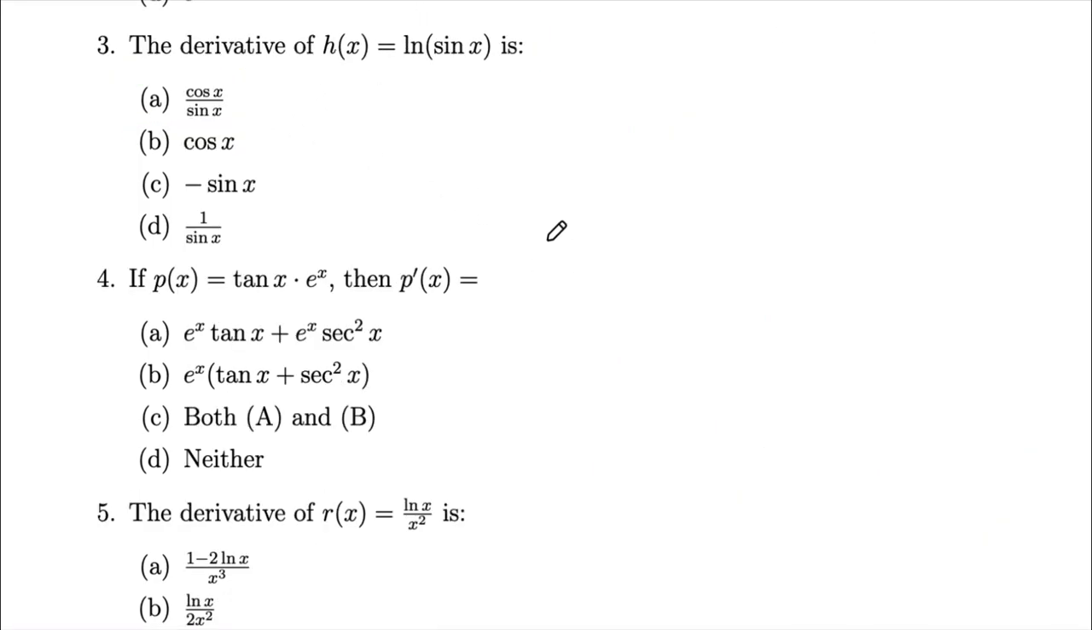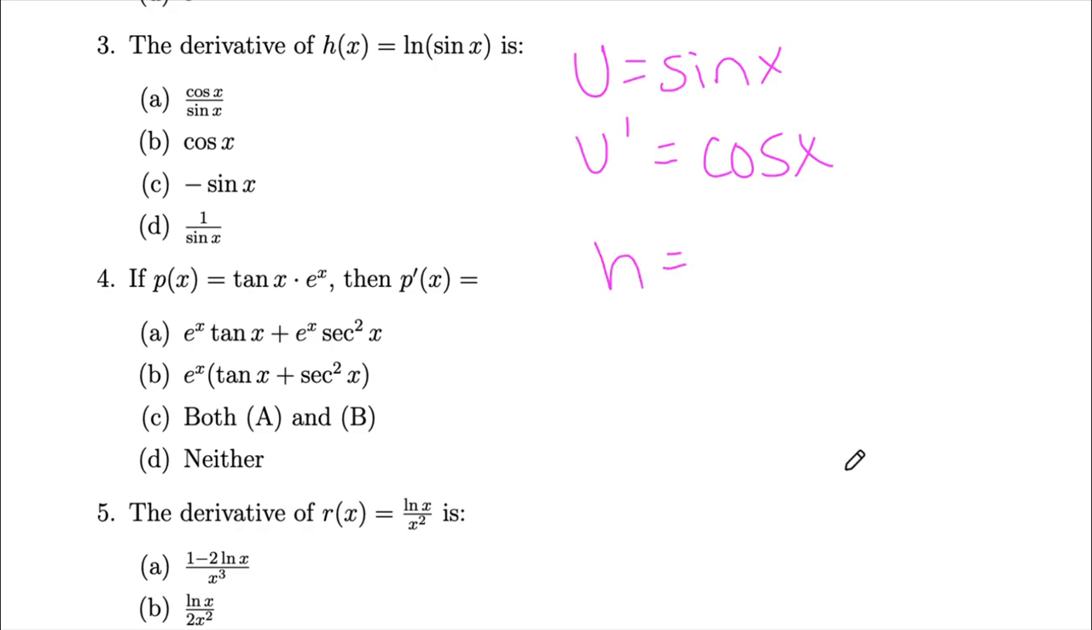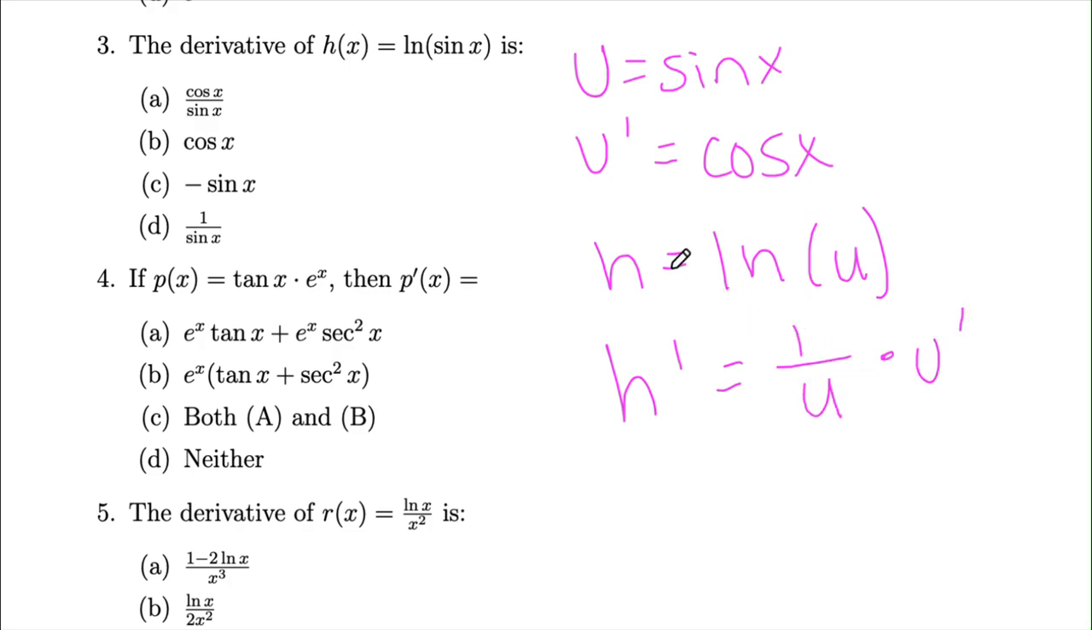Okay, in this problem, we have another chain rule problem. So once again, I'm going to start by designating u. So u is sine x, and then u prime, derivative of sine is just cosine of x. Now I'm going to rewrite h in terms of u, so it's going to be ln of u. And then I'm going to go ahead and take the derivative of h, so I'm going to get h prime, which is equal to 1 over u times u prime. So again, remember that the derivative of the natural log is just 1 over u.